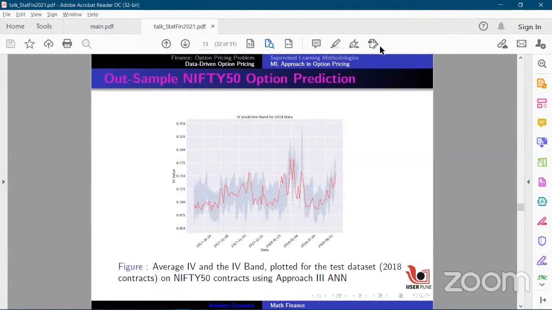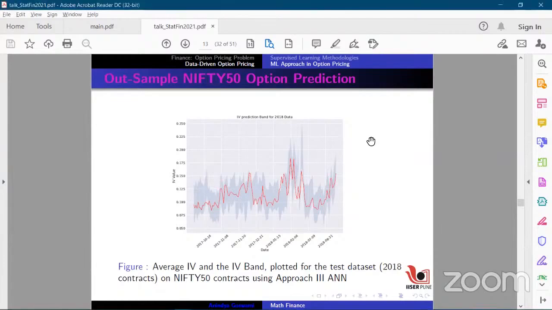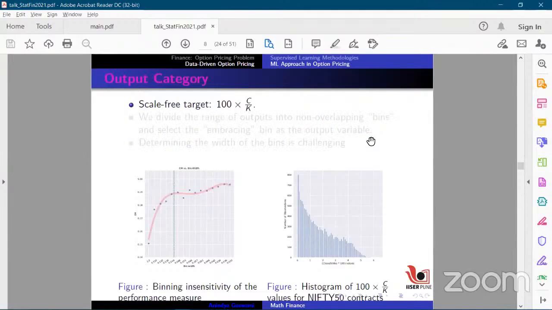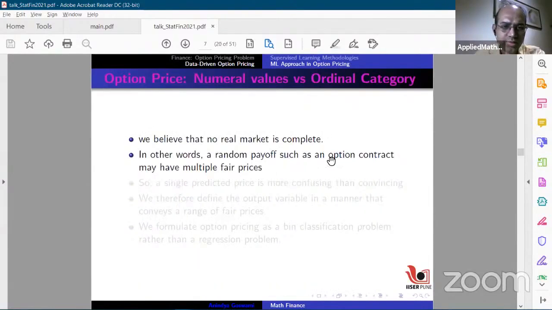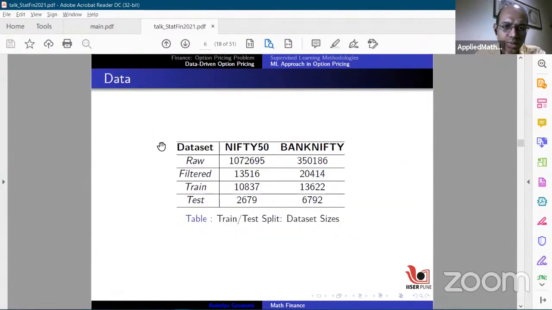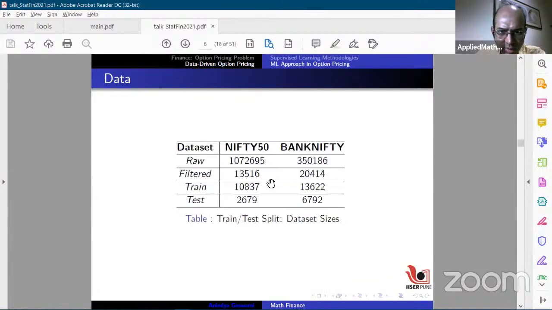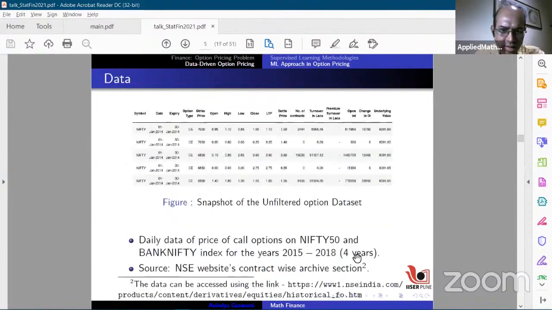Okay, so I have one question about that. How will you get that training sample or test sample? So from this data, this type of data we have, what we have done is that we have taken from the years 2015 to 2018, 4 years of data.